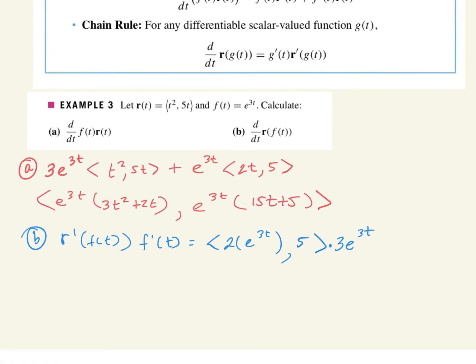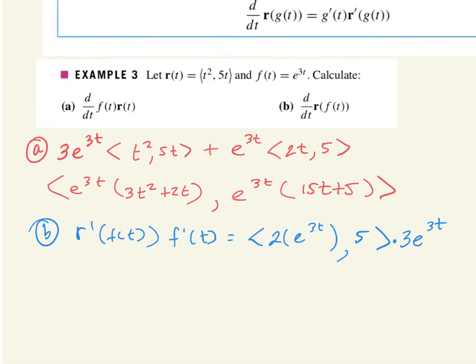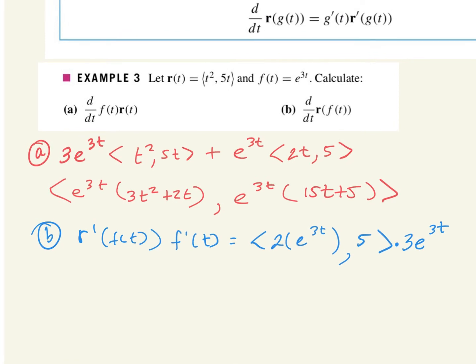Zoom back out, sure. I try to keep it balanced for everybody at home, too. Is that good for everybody? I can simplify this by putting the 3e to the 3t into both terms. So my final answer would be 6e to the 6t, comma, 15e to the 3t.